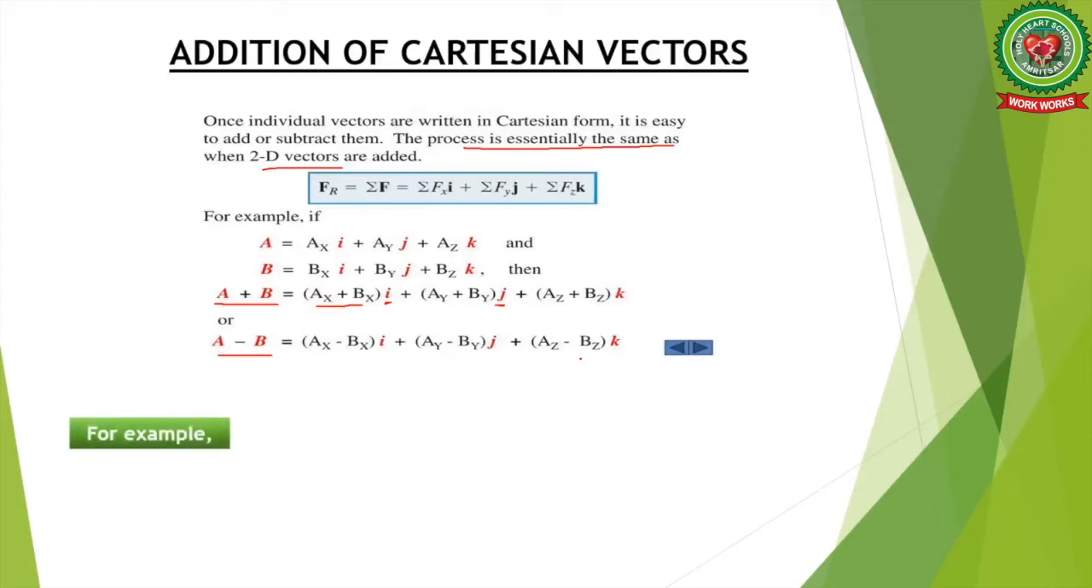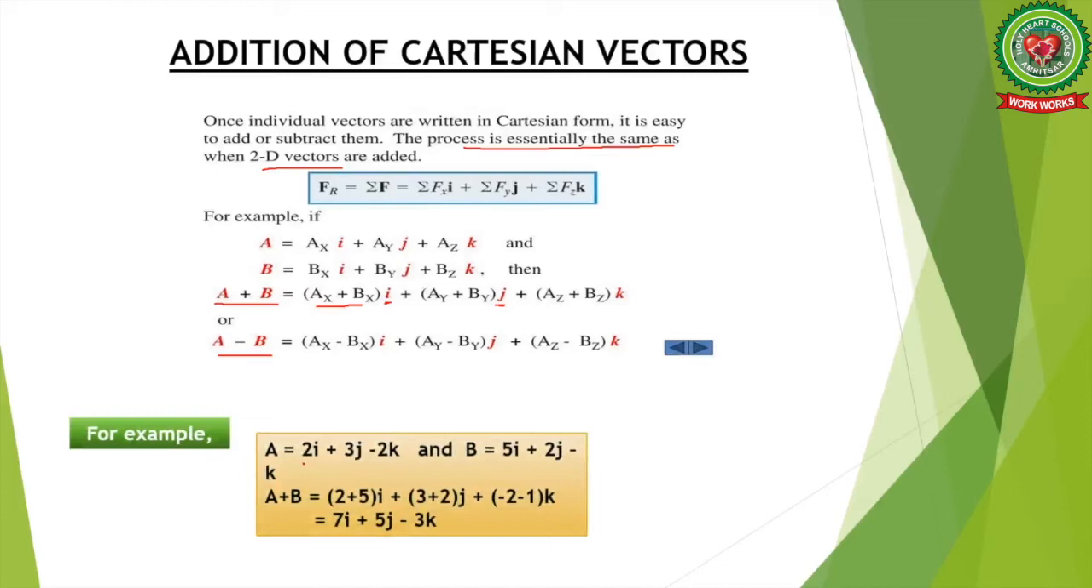Alright. Now for example, if we have two vectors, A vector is equal to 2i plus 3j minus 2k and B vector is equal to 5i plus 2j minus k, then A plus B will be: the i component is 2 plus 5, then the next, that is 3 plus 2, j, next come to the k component, minus 2 and minus 1. So it comes out to be 2 plus 5, 7i, plus 3 plus 2, 5j, minus 2 minus 1, minus 3k. This is the resultant of A plus B. Okay, this is the addition of Cartesian vectors.